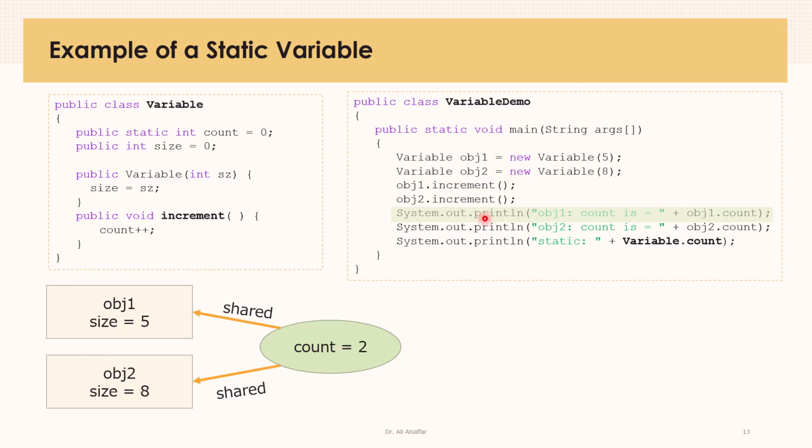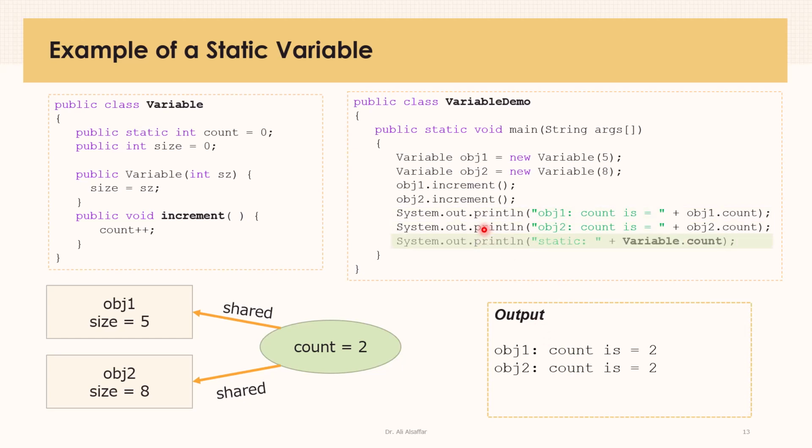So now if we would like to print the value of count, if we print count from object 1, it will be equal to 2. And if we print the value of count from object 2, it's equal to 2. And if we print the value of count directly from the class, as we mentioned, if we have a static variable, then it is always there, regardless of whether we create an object from this class or not. So how to access it? Simply by writing the name of the class, dot, and the static variable, which is count, and it will give you the same value, which is equal to 2.